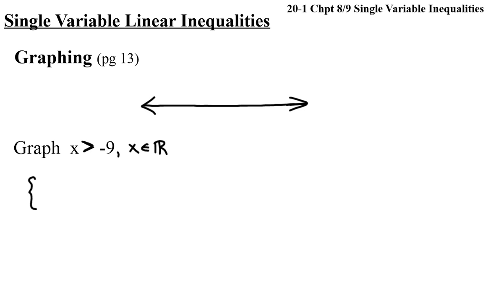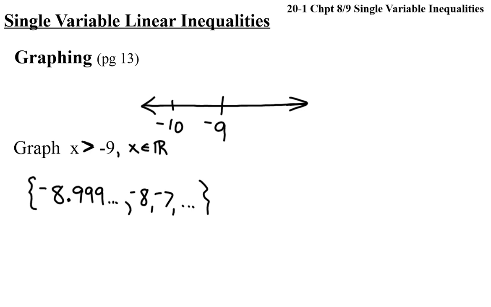Well, that would be not -8, but technically -8.999999 is the first value bigger than -9. Then we could think -8, -7, and so on. So how would we graph that? Well, what we would need to do, I like to put -9, -10, -8, maybe a -7 on there.